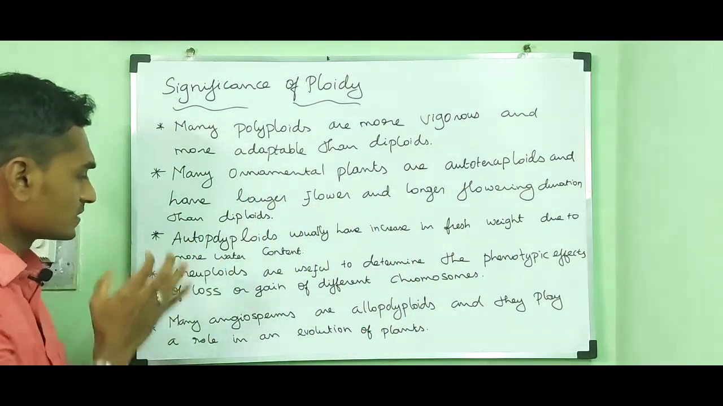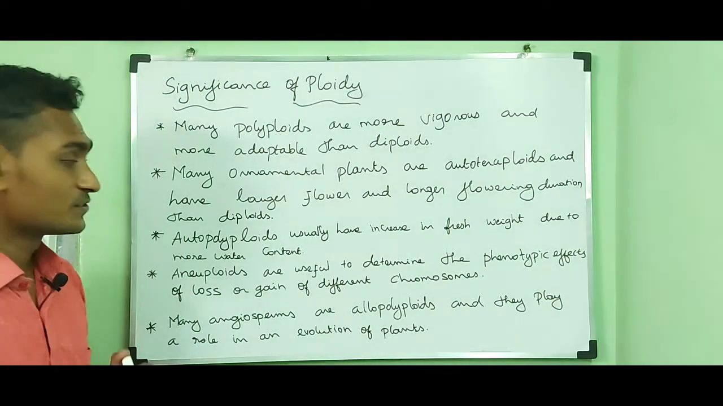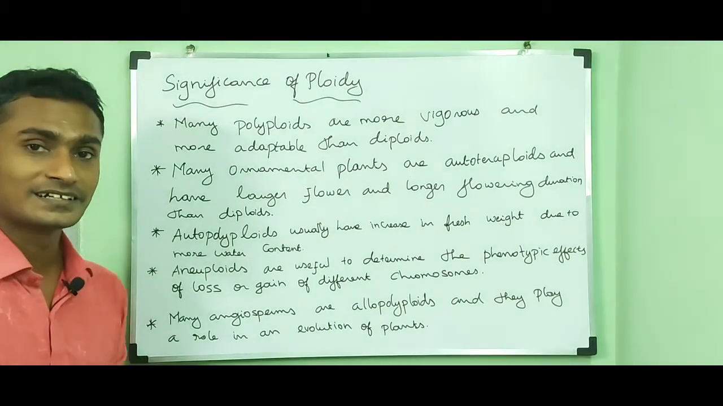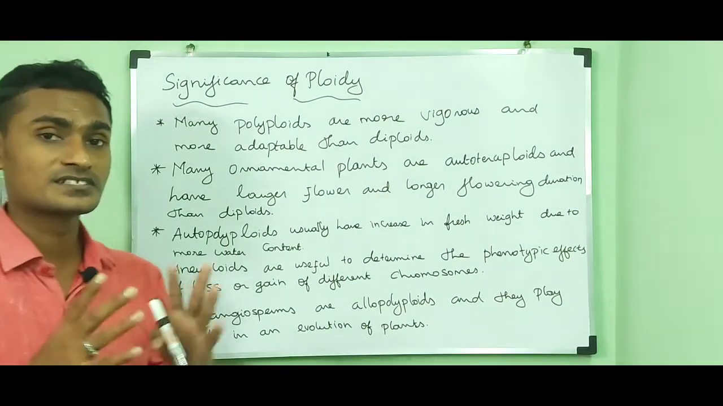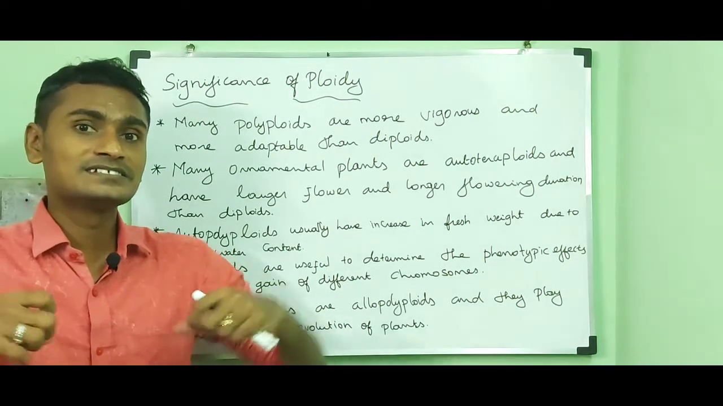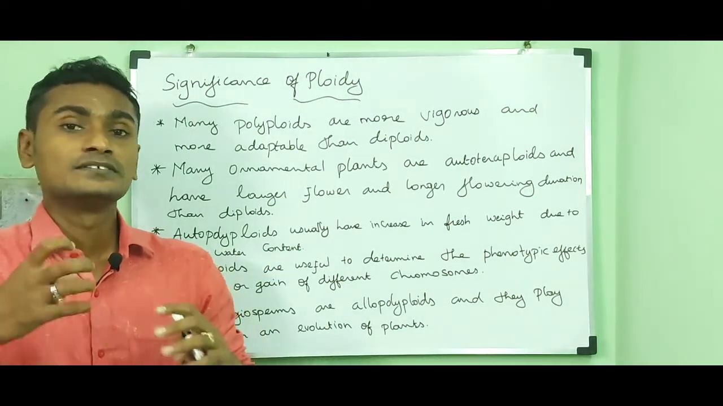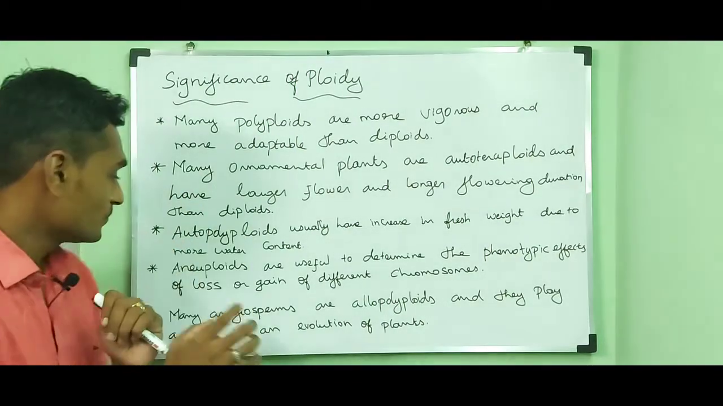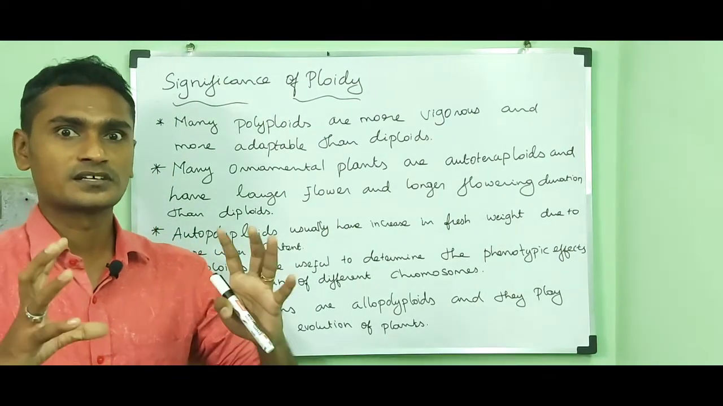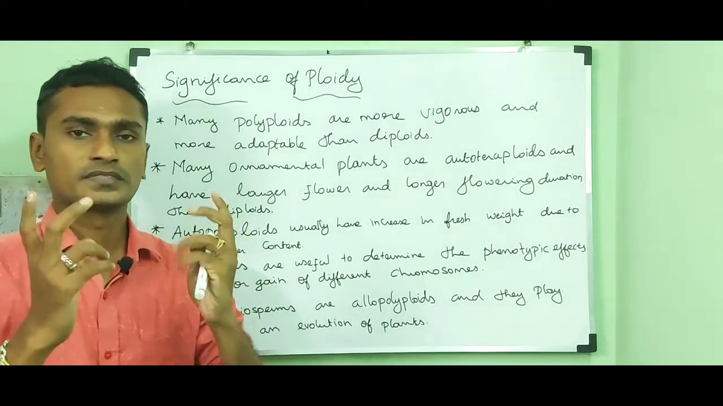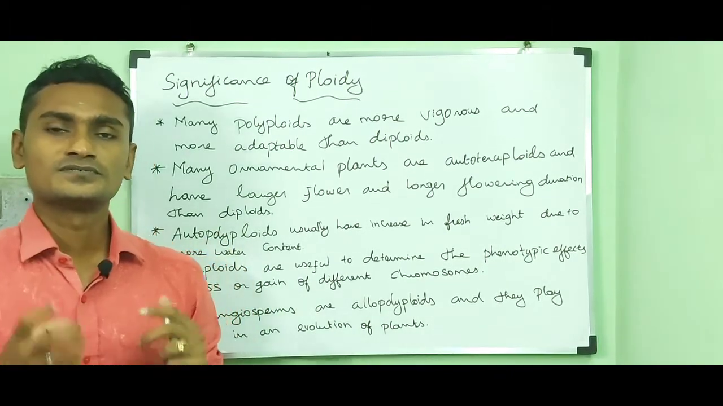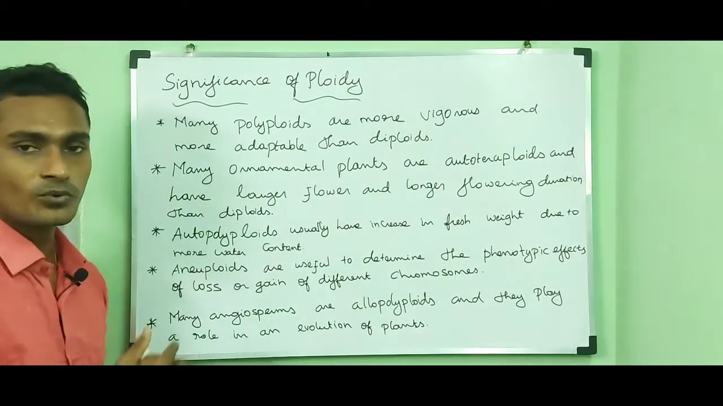Then the third point, autopolyploids usually have an increase in fresh weight due to more water content. For example, seedless watermelon, potato, tomato. They are increased in size and contain more fresh weight due to more water content. For example, we can take the Bengaluru tomato, which contains more fresh weight because it contains more water.